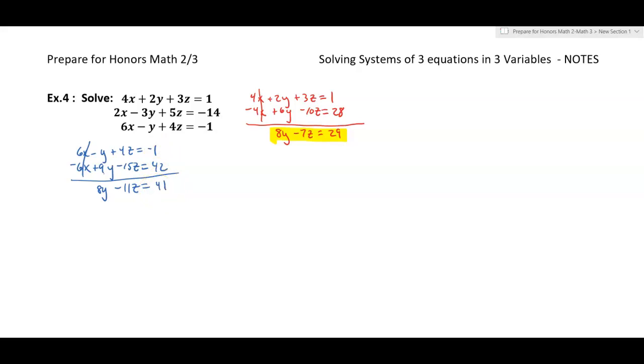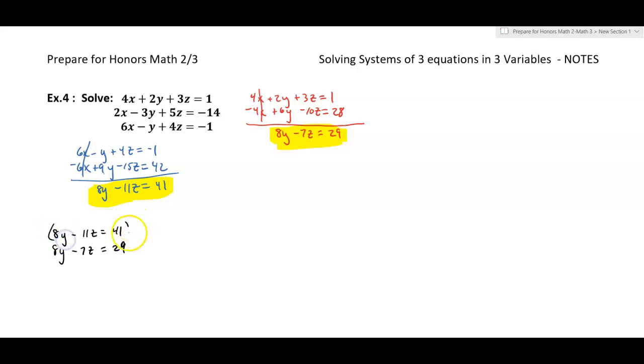So now I can go ahead and take this equation here and this equation here, put them together. So 8y minus 11z equals 41. 8y minus 7z equals 29. I can now take this and solve the system of two equations with two variables.